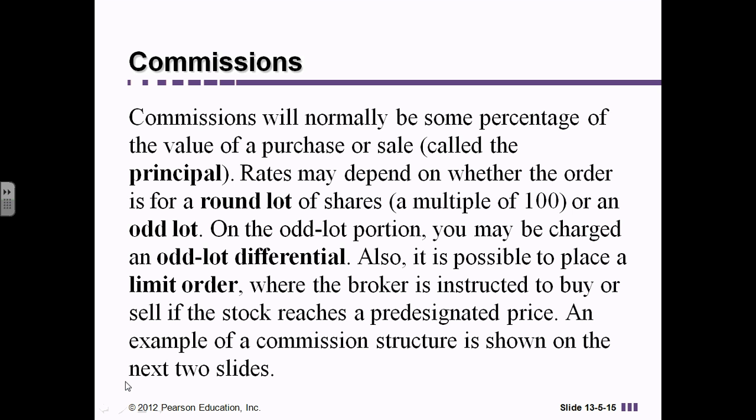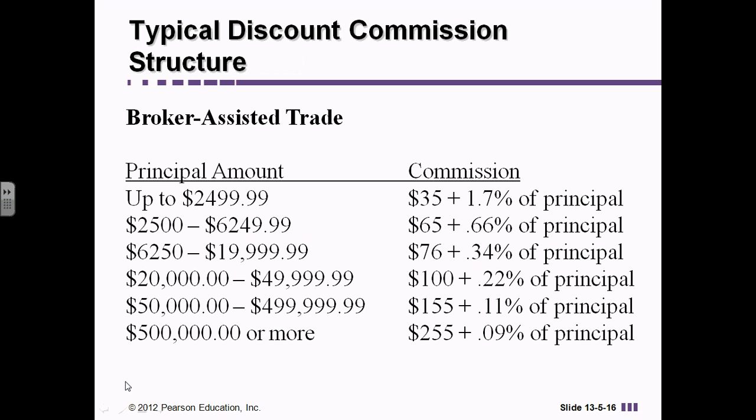So some of the different possibilities for commissions, this is what we call a broker-assisted trade. And you'll notice that in this situation, there's a flat commission and then a percentage of the amount that you're investing. So it's a tiered situation where, up to $2,500, basically you're paying 1.7%, a higher percentage rate, and the more money that you're investing, the lower the commission that you have to pay.